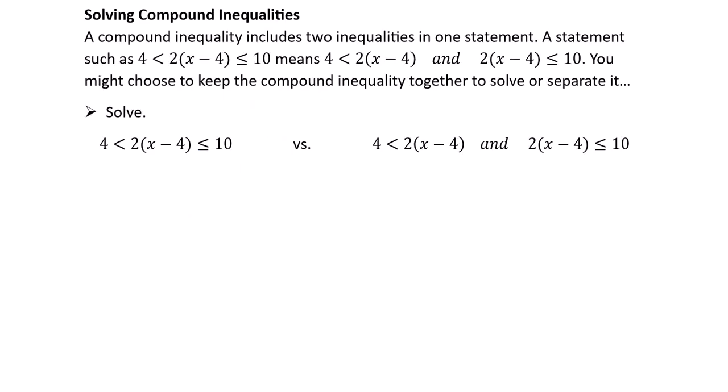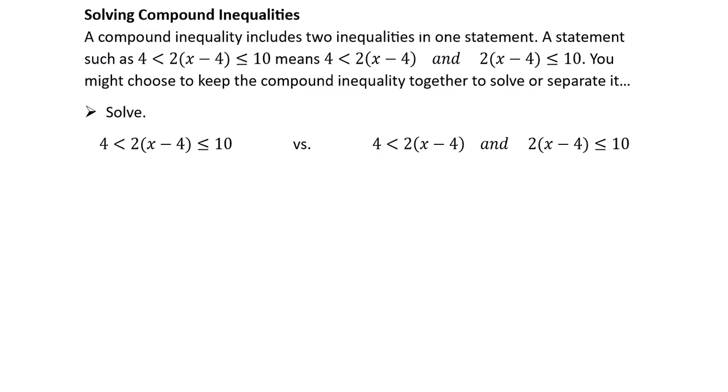Now we'll take a look at solving compound inequalities. A compound inequality includes two inequalities in one statement. A statement such as 4 less than 2 times x minus 4 less than or equal to 10 actually means 4 is less than 2 times x minus 4 and 2 times x minus 4 is less than or equal to 10. You might choose to keep the compound inequality together to solve or separate it. I'll show you both methods here.